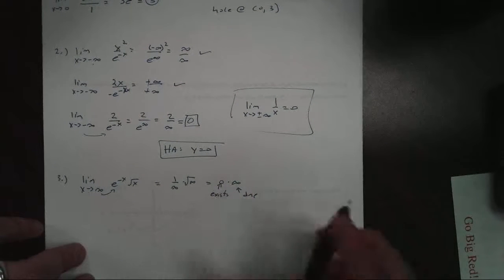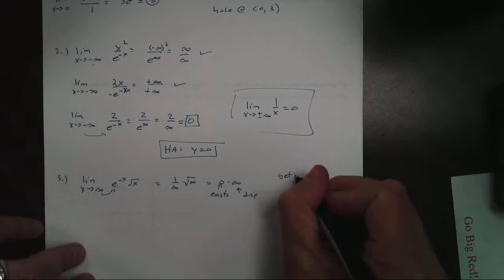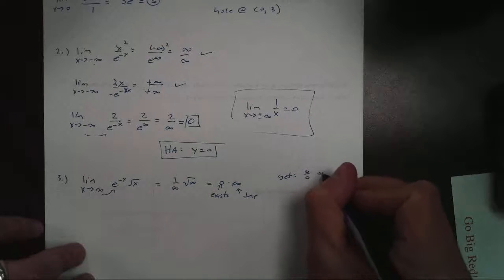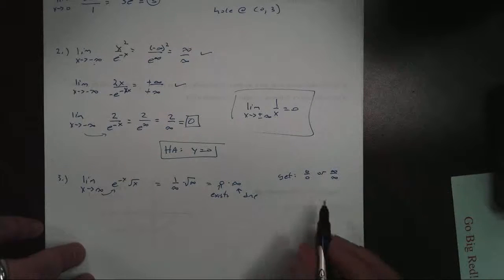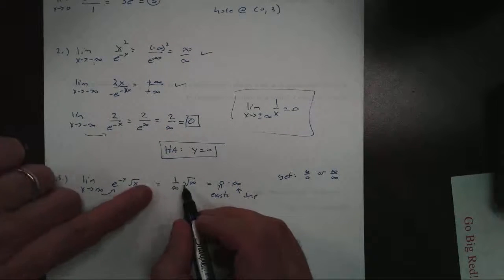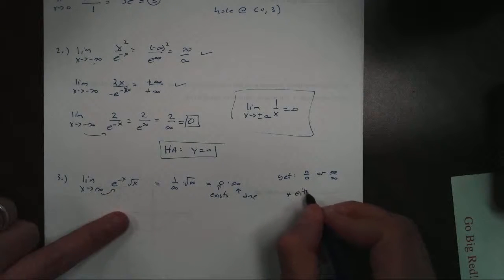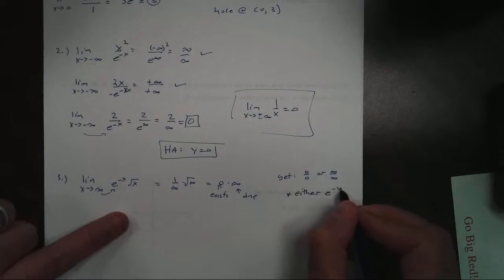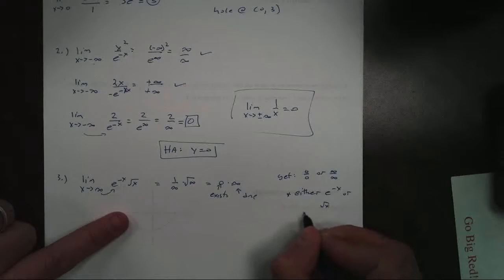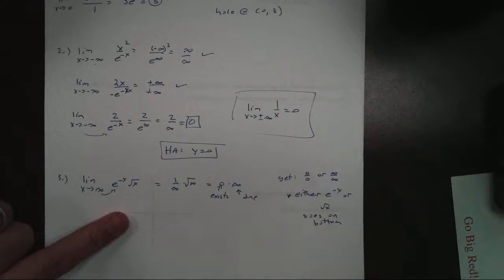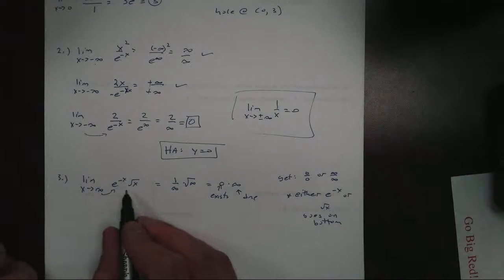So we have to get this into the form we need, 0 over 0 or infinity over infinity. To get that, I'm going to place one of these on bottom. So therefore, either e to the negative x or the square root of x goes on bottom. One of them has to go below. Pick the easiest one, the e to the x.